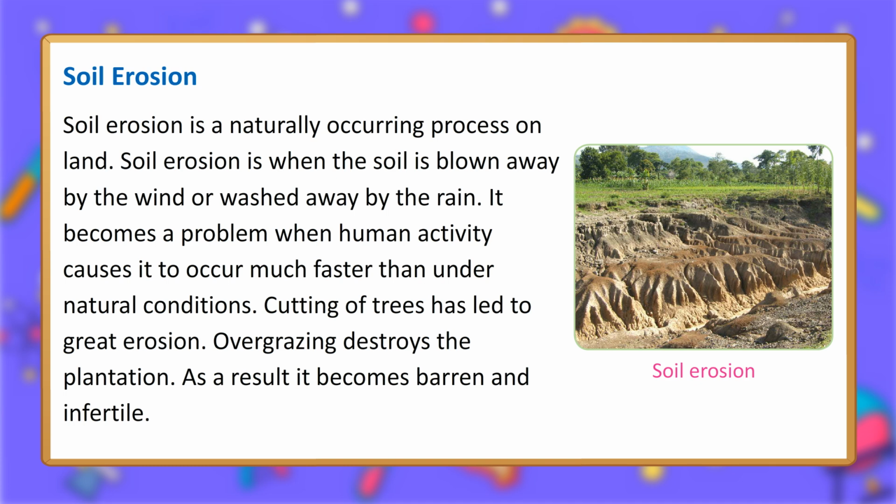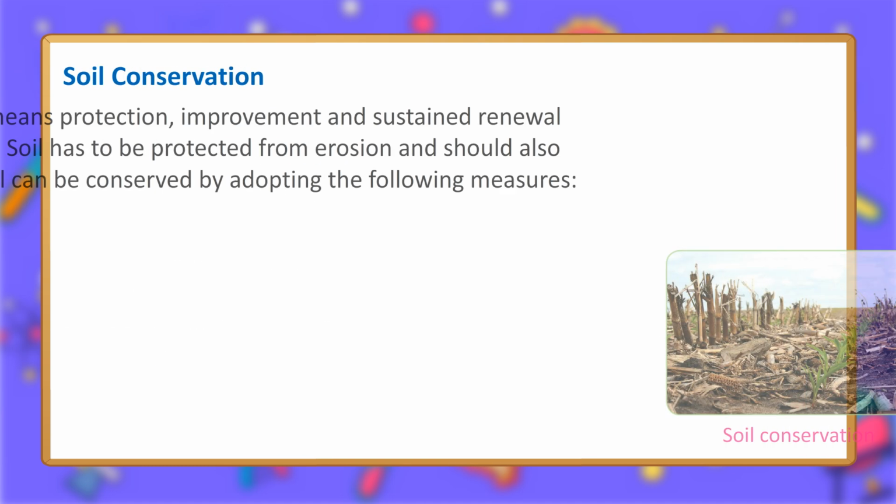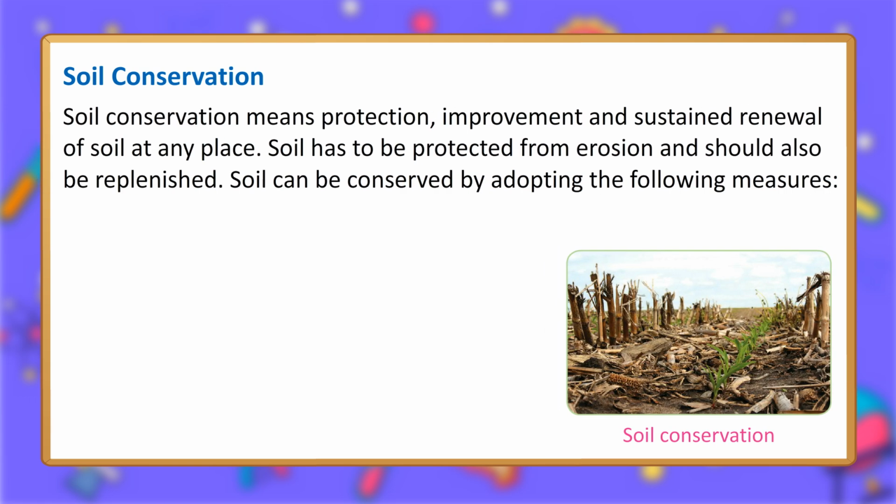Soil erosion. Soil erosion is a naturally occurring process on land. Soil erosion is when the soil is blown away by the wind or washed away by the rain. It becomes a problem when human activity causes it to occur much faster than under natural conditions. Cutting of trees has led to great erosion. Overgrazing destroys the vegetation. As a result, it becomes barren and infertile.